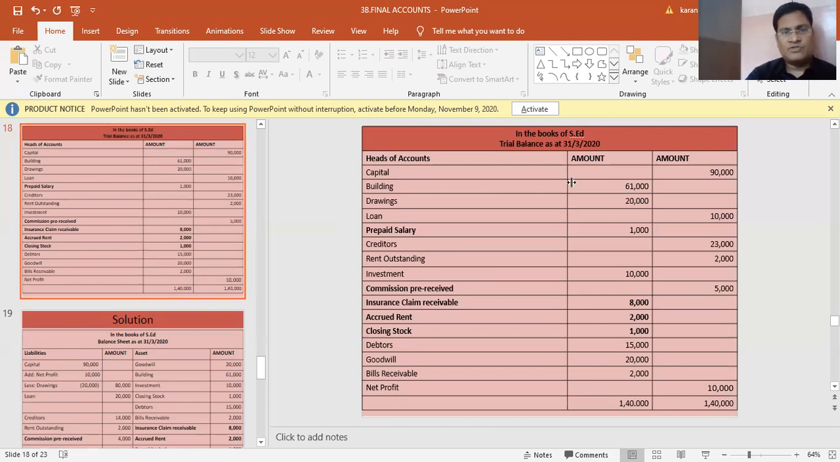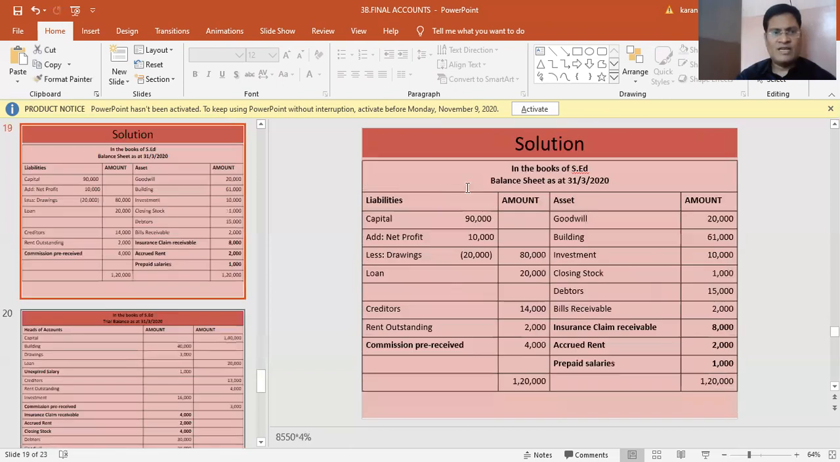Next, we have one sum, students. This is a sum. In the books of the firm, you have to do this. Capital, building, drawings, prepaid salary, and all these things are given. Even net profit is also given, 10,000 over here. Oh, this is not your homework. This is a sum which we will be doing, and then I'll be giving you the homework. So capital, it will go on the liability side.